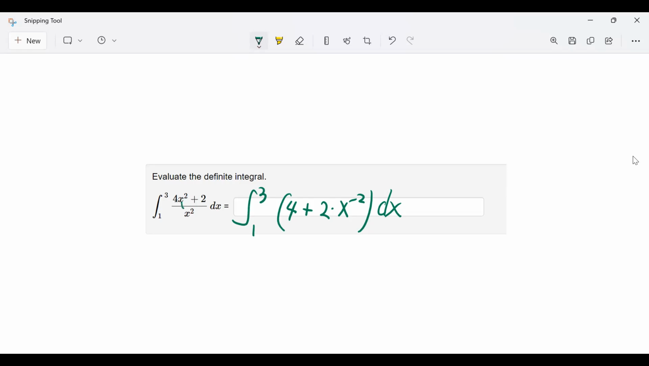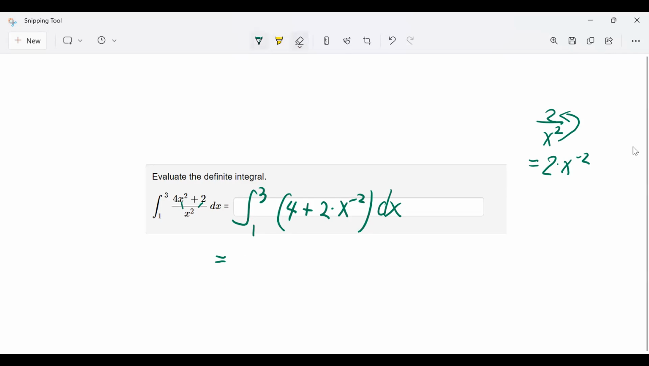You divide into that, right? Separate into 2 terms, but for the second term, 2 over x squared. In order to use the power rule, we're going to write 2 times x to the second power. So flip the top, it becomes a negative power. So now we're going to continue.